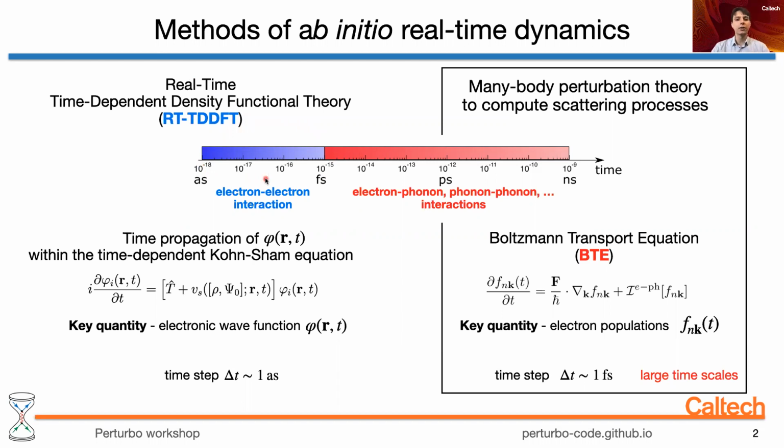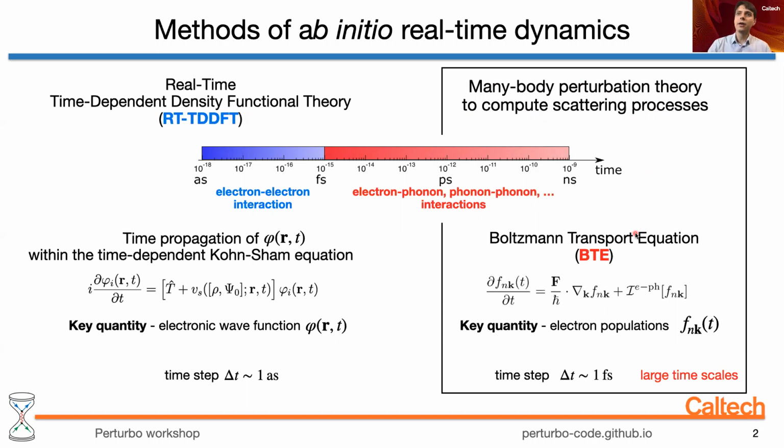to the electron-electron interactions. In fact, there are a lot of important physical phenomena that occur at larger time scales, for example, electron-phonon, phonon-phonon interactions, etc. In order to describe these interactions, we need to go to larger time scales, and one of the methods to do so is the many-body perturbation theory to compute scattering processes.